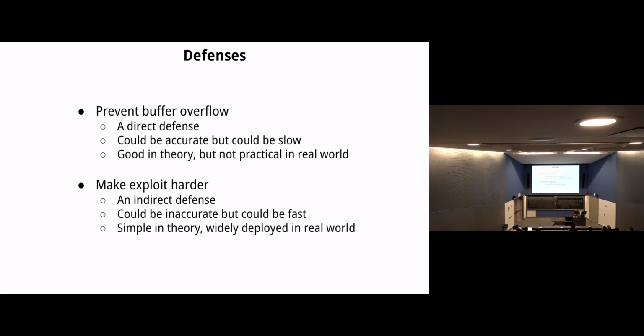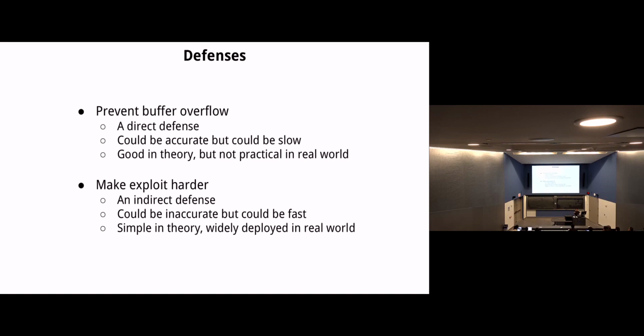For example, compared to C, Java is very, very slow, right? Python is very, very slow. So another more practical approach to protect C code or C++ code is some indirect approaches. Those approaches do not really work perfectly. They can be bypassed, but they can defeat a lot of attacks.